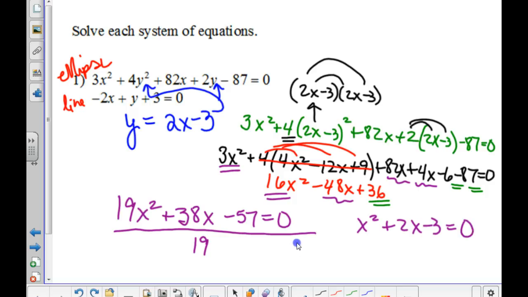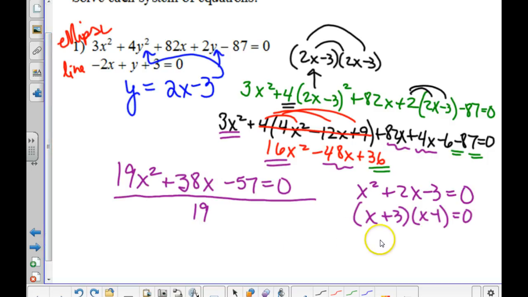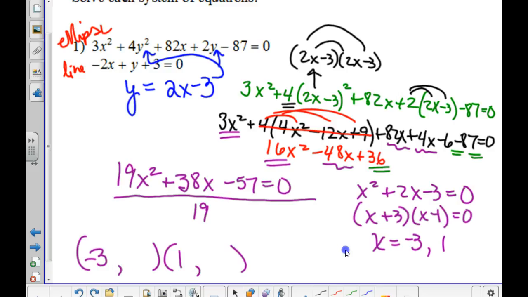And miraculously, it all comes down to something very nicely factorable. We could have factored, but I didn't want to deal with the factors of 19 and 57, so I just decided to look at this. We get x equals -3 and x equals +1, and we need to find the corresponding y values by plugging those back in right up there.